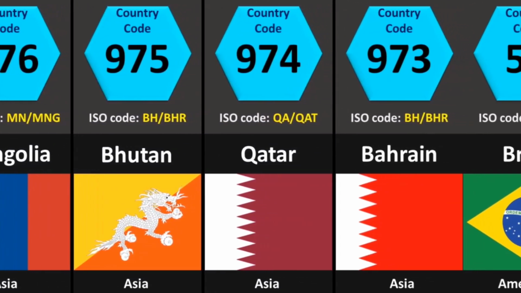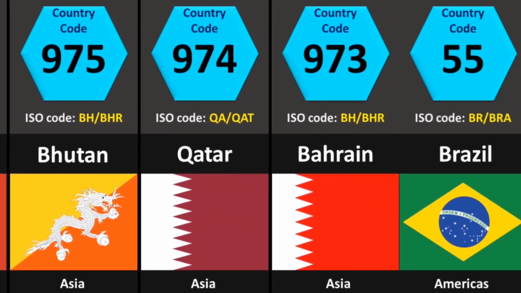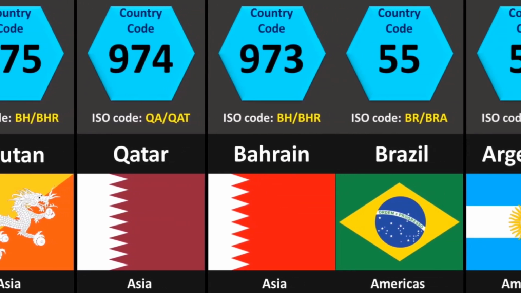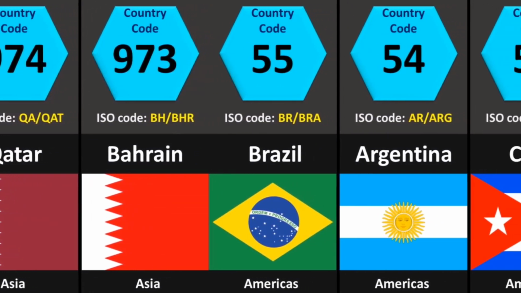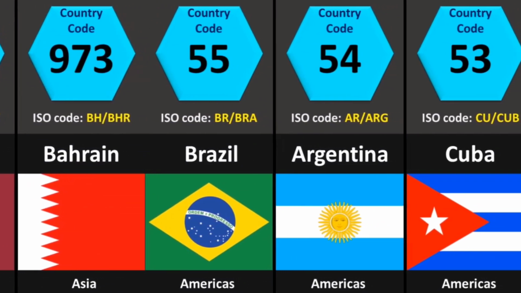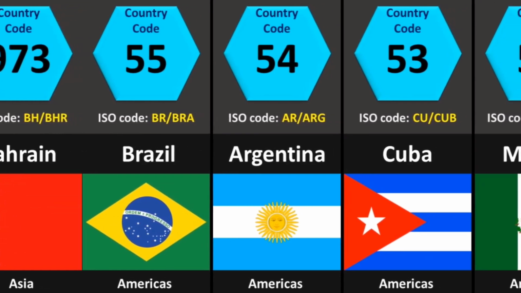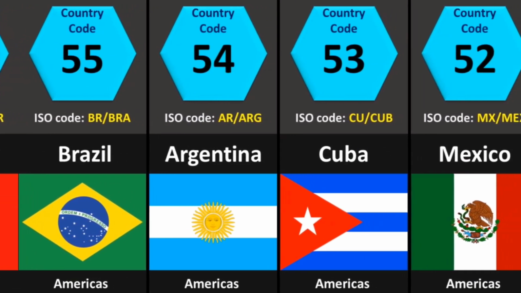Single-digit codes: +1 USA, Canada; +7 Russia, Kazakhstan. Two-digit codes: +20 Egypt, +27 South Africa, +91 India. Three-digit codes: +358 Finland, +679 Fiji.